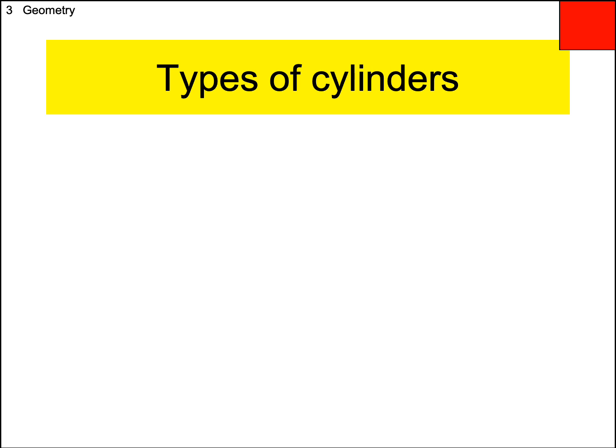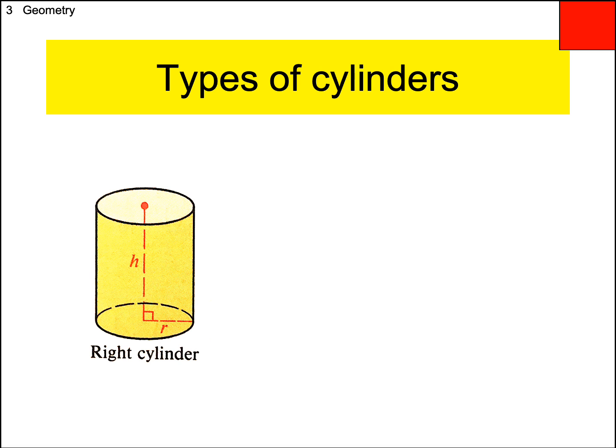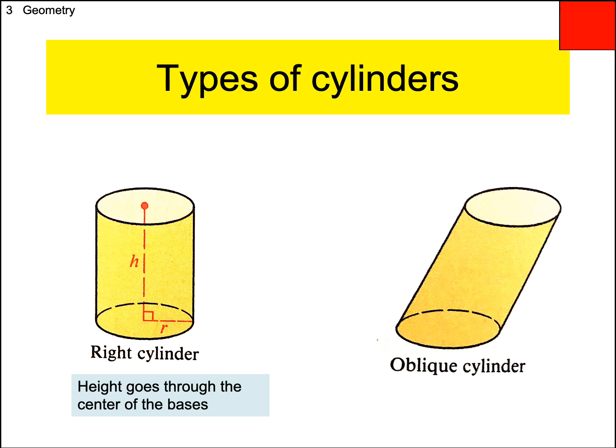There are two types of cylinders, and it coincides with the same thing for pyramids. That is a right cylinder. That's where the height goes through the centers of the two bases. And then you have an oblique cylinder, where the height is still a perpendicular distance between the two circles, but clearly it would not go through the center of both bases. Today and tonight for homework, we will only be dealing with right cylinders. There's nothing wrong with obliques, but we'll only be doing right cylinders.